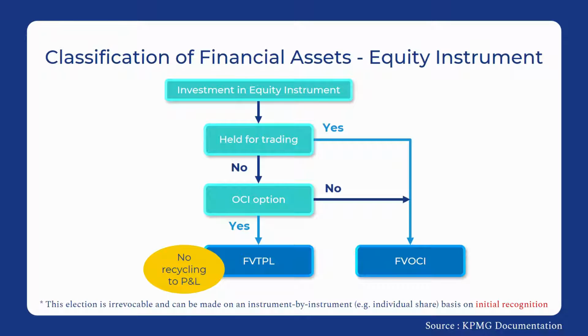However, if it is not held for trading, then it has an OCI option, meaning that the investor makes an investment for a long time to expect a higher return, but the instrument can be withdrawn or sold at any time when he needs money. If he doesn't select this option, then the instrument will be classified as fair value through profit or loss.